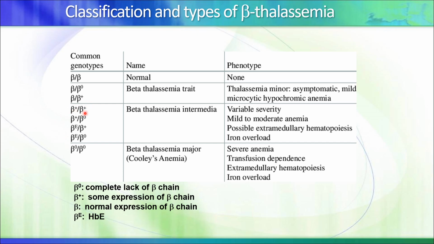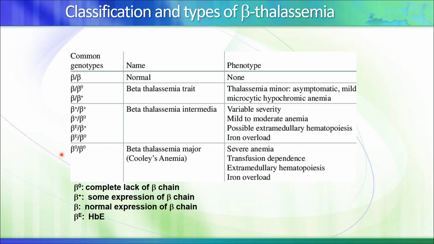Now you can have different combinations as well. You can have both alleles producing little amount of beta globin. You can have one of them being mutated altogether, not producing any beta globin at all, and the other one is defective, producing some. You can have individuals with HbE, but the other allele is mutated, producing little amount of normal beta globin, or you can have these individuals as well. So this is known as beta thalassemia intermedia. They have variable severity, they have mild to moderate anemia, and so on, but they have iron overload.